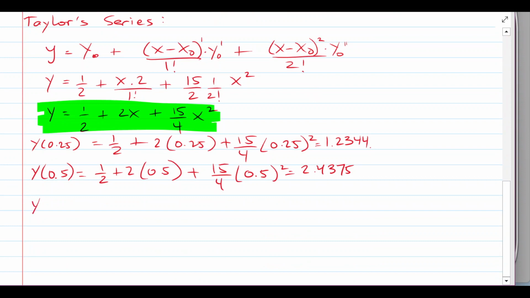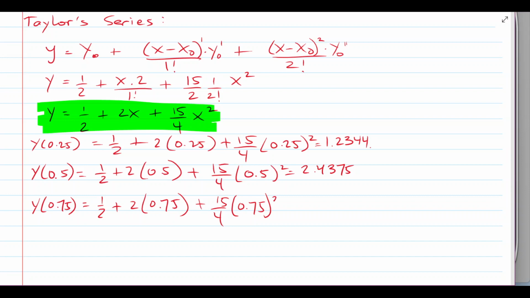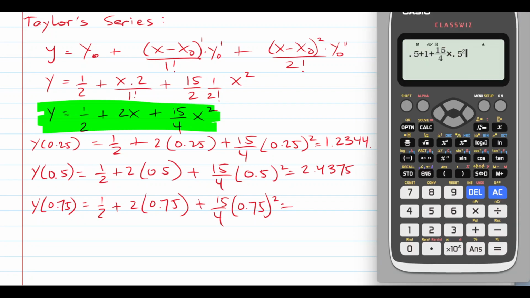And at x equals 0.75, half, then write down plus 2 times 0.75 plus 15 over 4 times 0.75 squared. Then this one will become 1.5, which gives us 4.109.